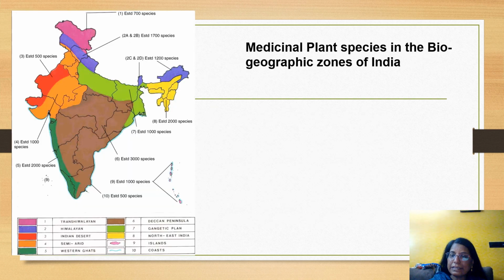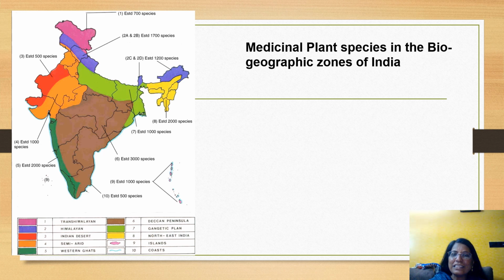Now, earlier we learned India has biogeographical zones, and the coloration is showing the different biogeographical zones. In these zones, we are seeing the number of species occurring. This is a kind of assumption that we have made. For example, in the Trans-Himalayan area you have about 700 species. And when you come towards the Himalayan region, you see about 1,700 plant species recorded to be medicinal.